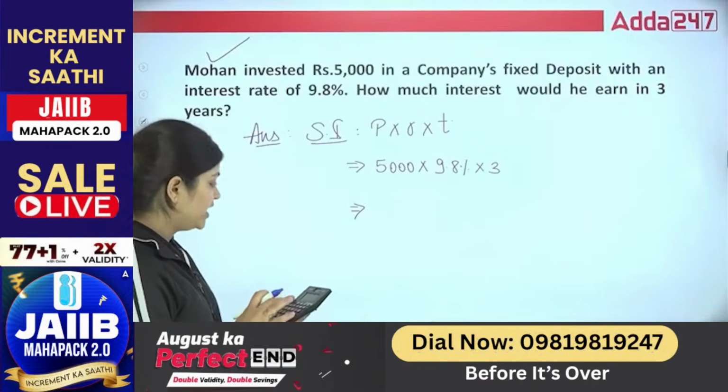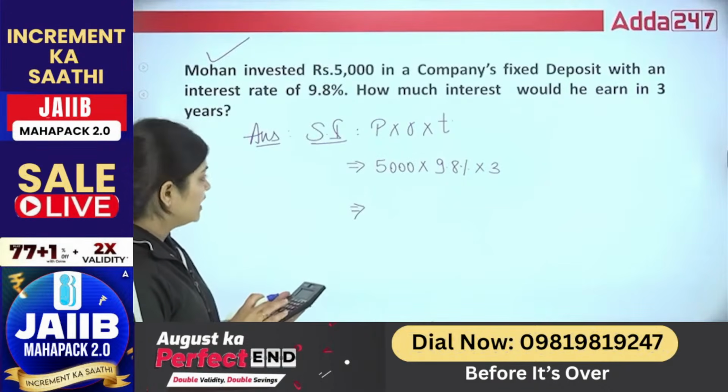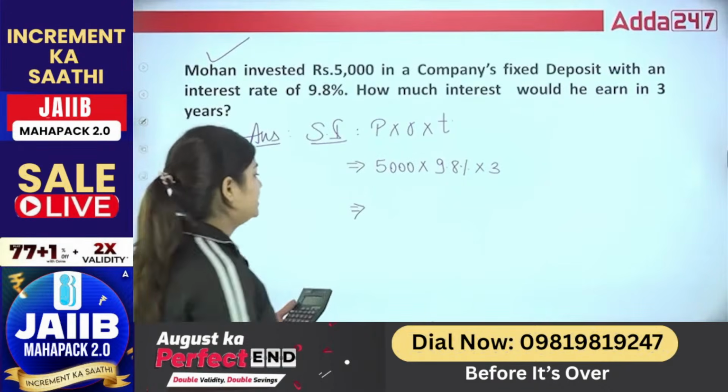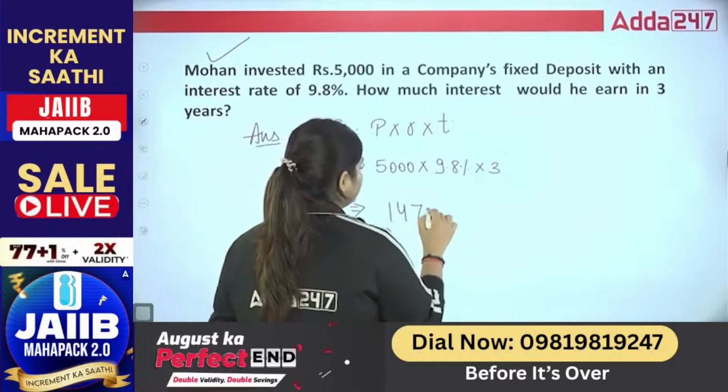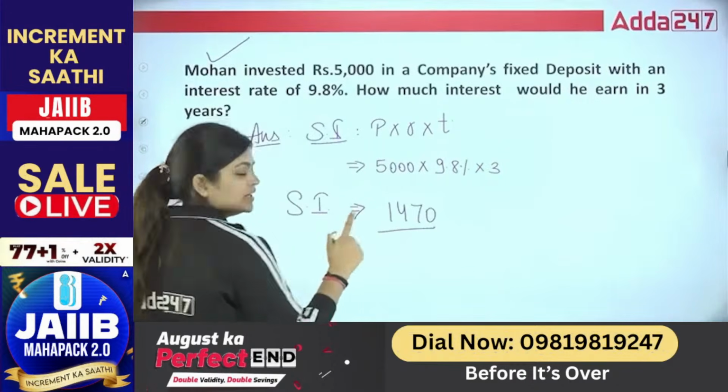5,000 into 9.8% into 3. So the correct answer is 1470. This is your simple interest. This is your interest answer.